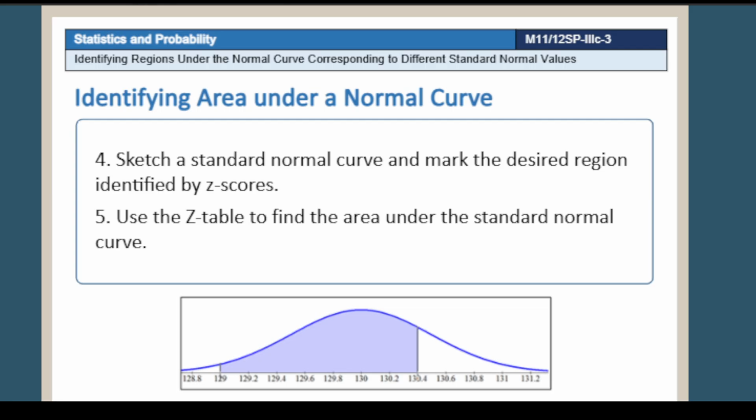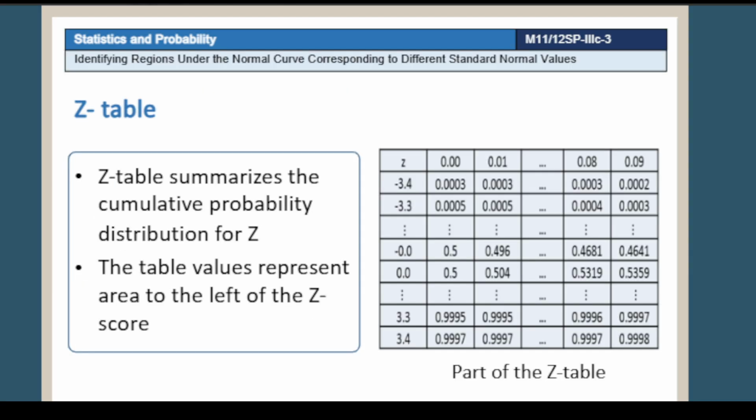Afterwards, we're going to sketch the normal curve, mark the desired region by the z-score, and of course, we will be using the z-table that you can find in your Google Classroom to find the area of the standard normal curve. So the z-table summarizes the cumulative probability distribution for z. The table values represent the area to the left of the z-score. So as you can see here, this is the area covered.